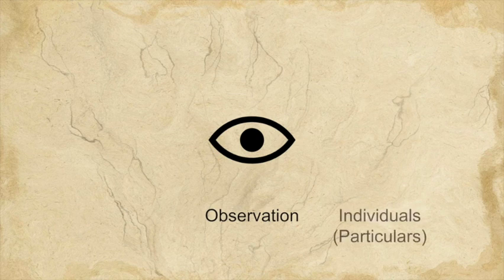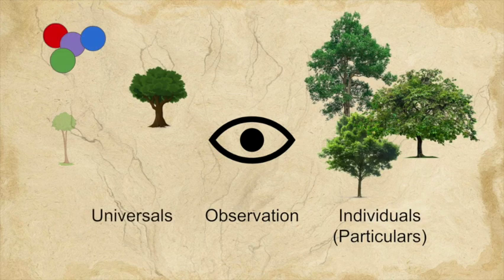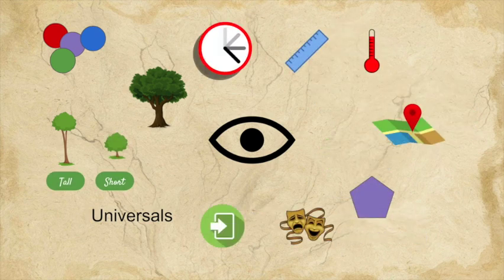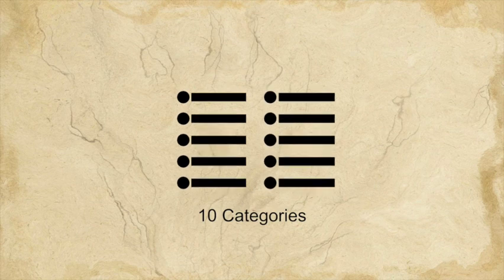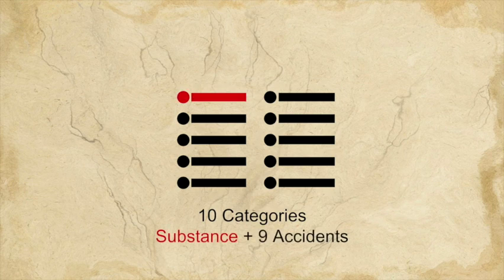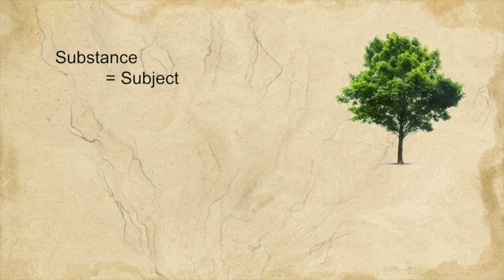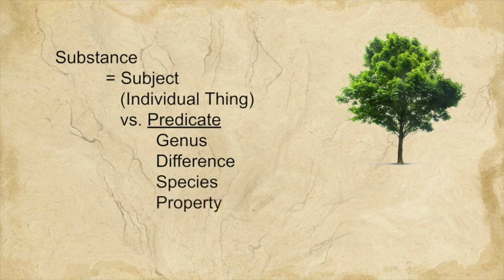Learning starts from observation of individual, particular things. This leads to understanding of universal concepts. As we observe more and more things, we understand more universals. We can categorize them into 10 basic categories. These are divided into substance and 9 accidents. A substance is a subject or individual thing, as opposed to a predicate. There are 5 kinds of predicates that describe a subject: genus, difference, species, property, and accident.